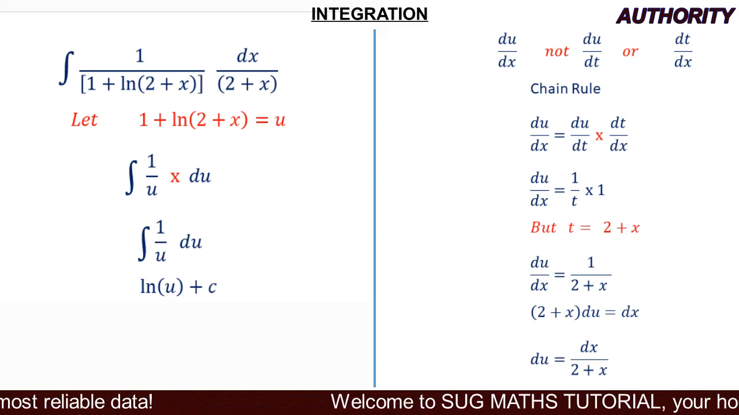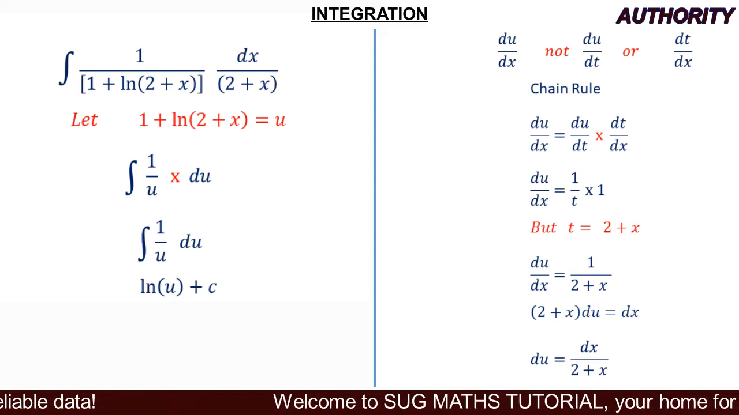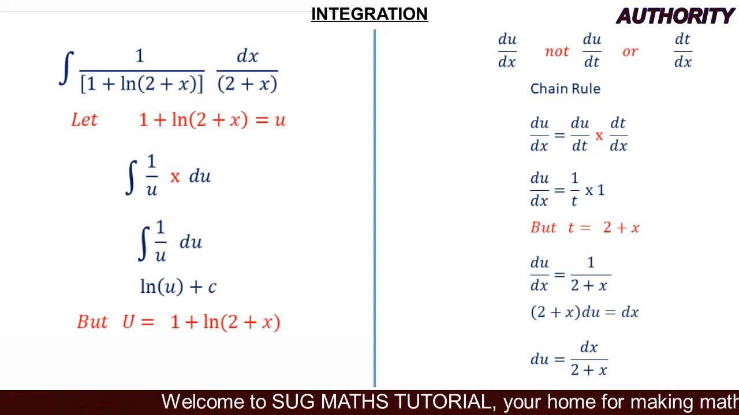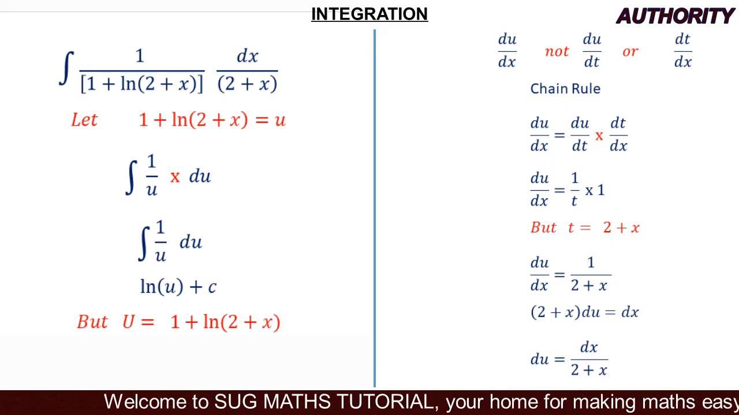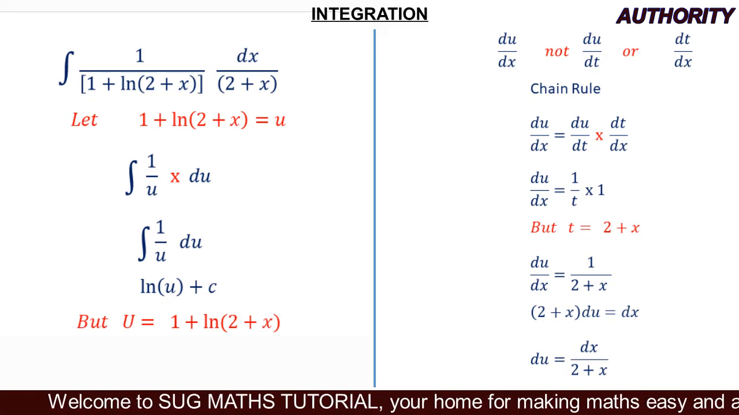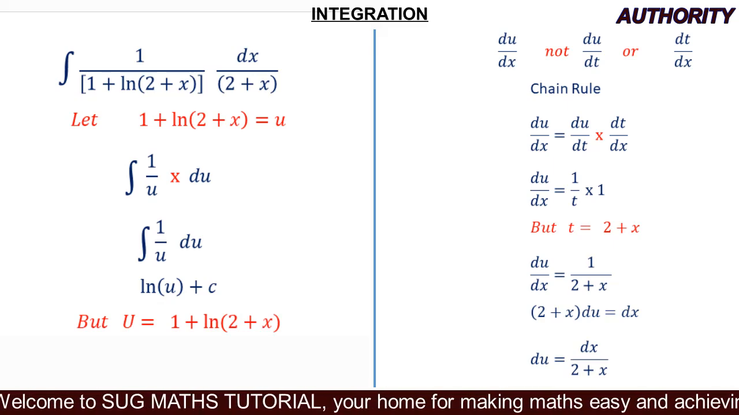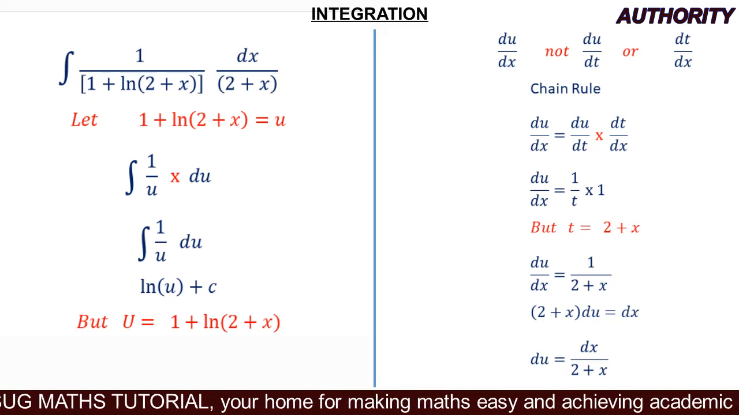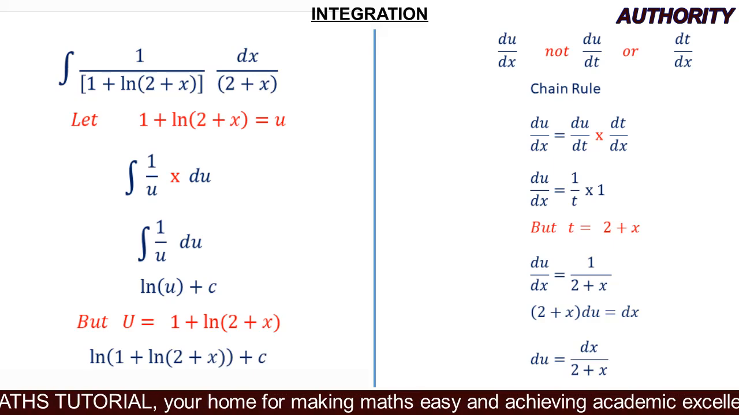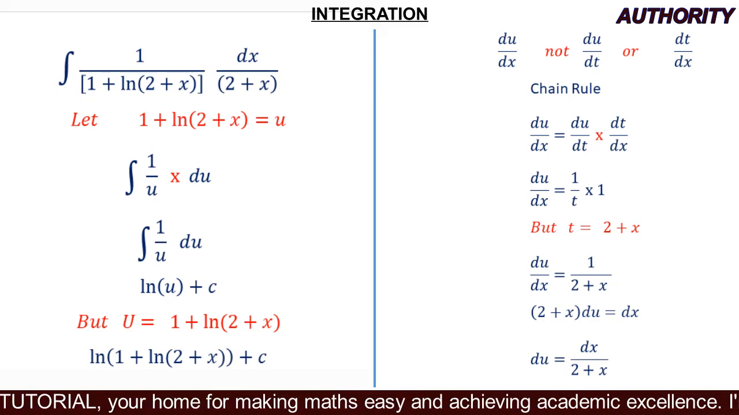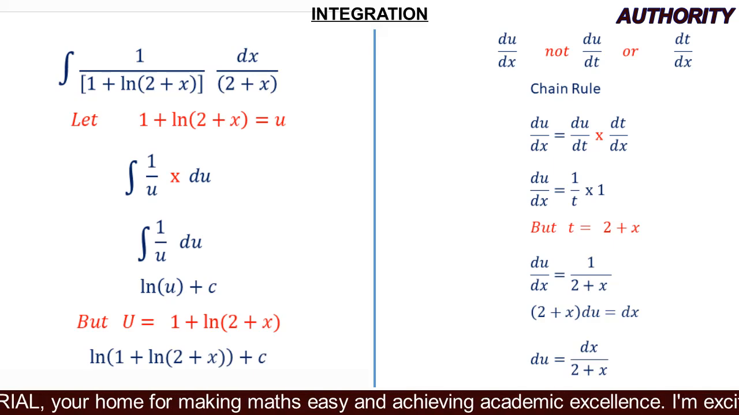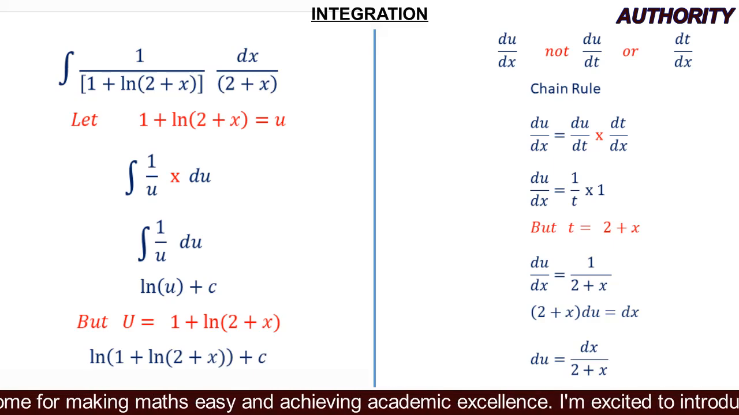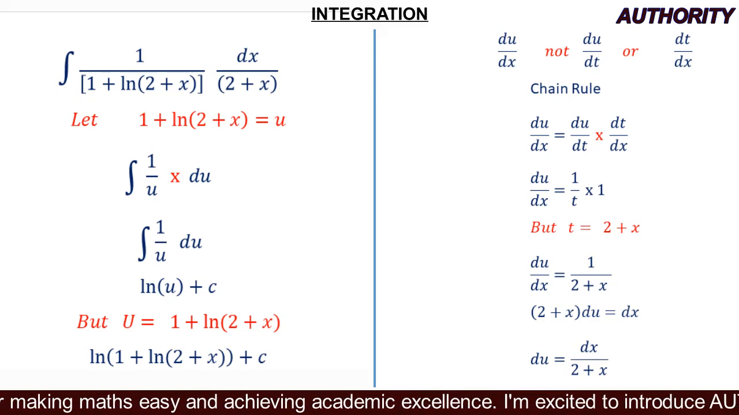But remember our initial substitution, or calling a variable. We said let u equal 1 plus ln(2 plus x). We declared this variable initially, right? So let's replace u now with the value, which is 1 plus ln(2 plus x). So replacing, you are going to have ln, open bracket, 1 plus ln(2 plus x), close the bracket, plus c. Hello. Do you get this? Yes, it's actually very simple.